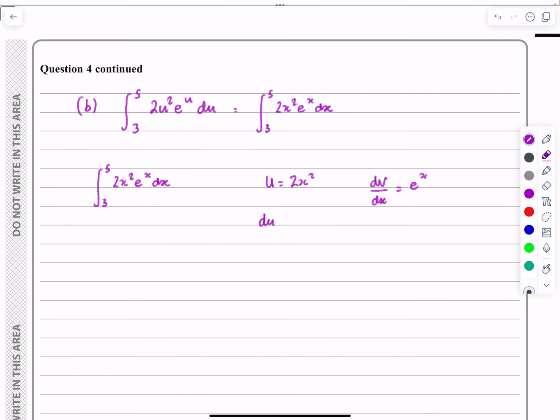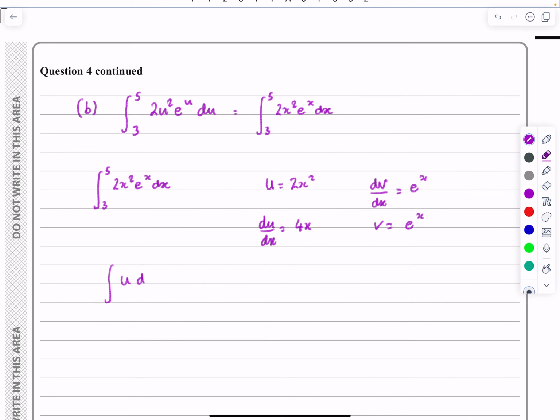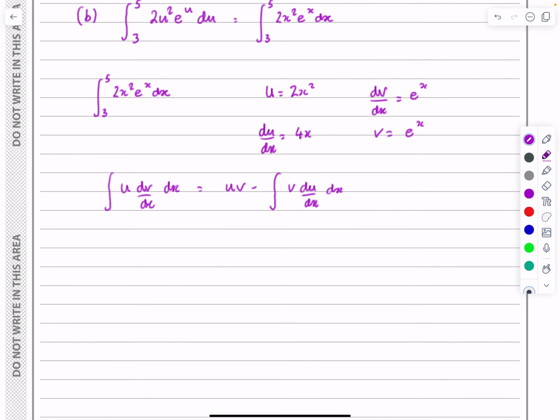It's not overly complicated. So du by dx, differential of 2x squared is 4x. Integrating this, well, the integral of e to the x is e to the x. So we can now say that the integral of u dv by dx is equal to uv minus the integral of v du by dx. So that's the integration by parts. If we're doing that, then I'm going to get the integral. I'm supposed to keep the limits in all the way through, 5, 3 here.